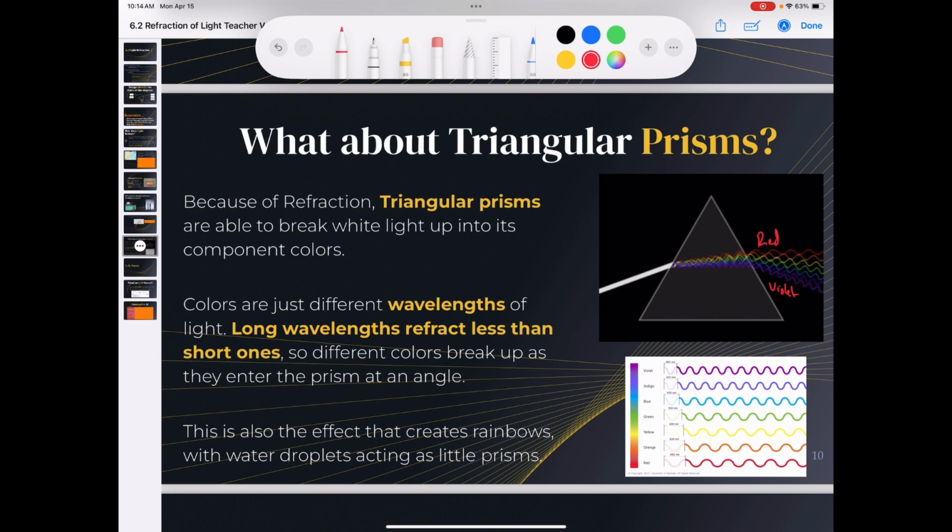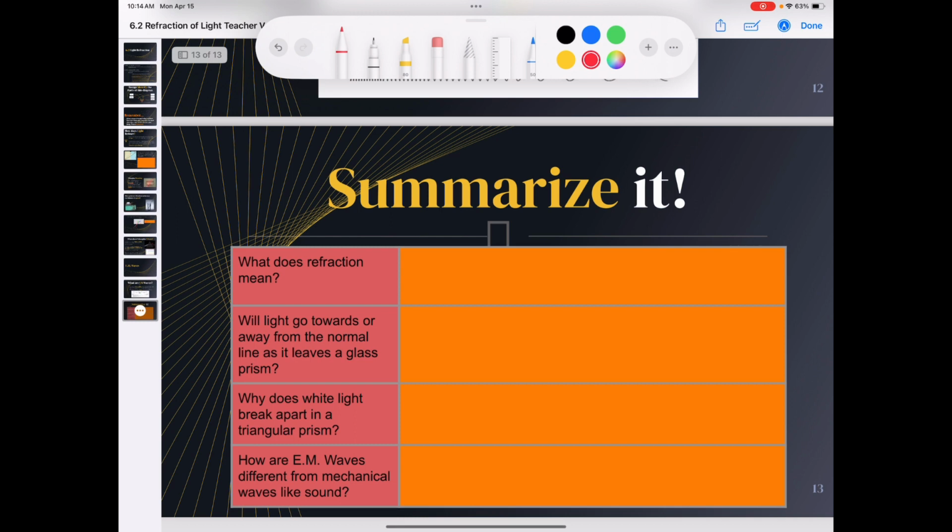I know there's a couple of additional slides on there for EM waves, and I'm just going to go ahead and skip those, which means you don't have to do this final question here for the summary section. But go ahead and going back through your notes, see if you can find what it means for something to be refracting. What's our basic rule for how light interacts with the normal line as it leaves a glass prism, and then what happens as white light breaks apart in a triangular prism. You should be able to answer those 3 questions by the end of this lesson. And I'll see you in class.